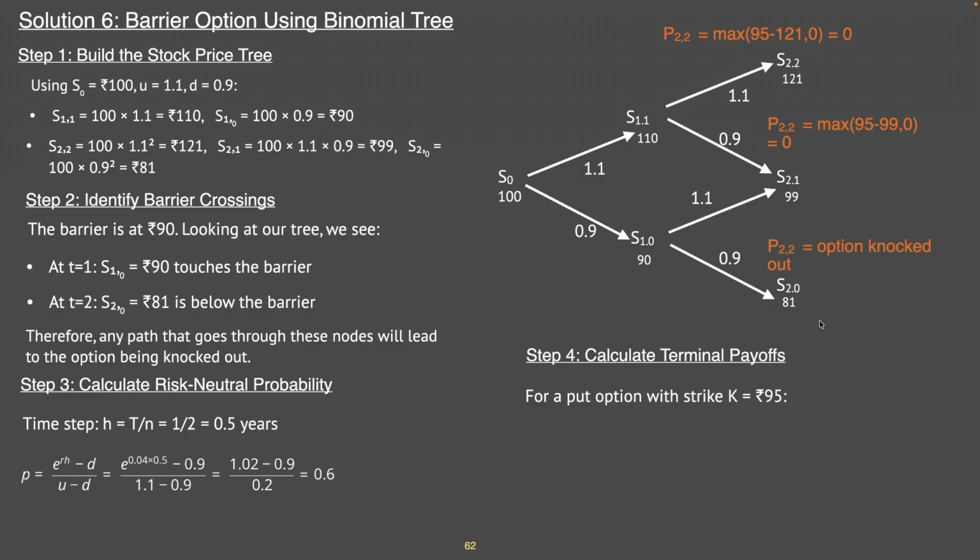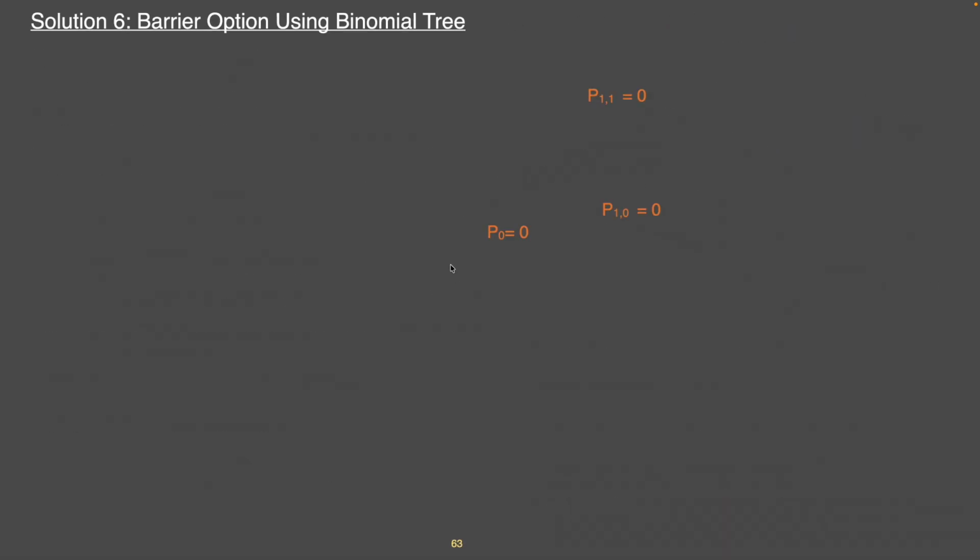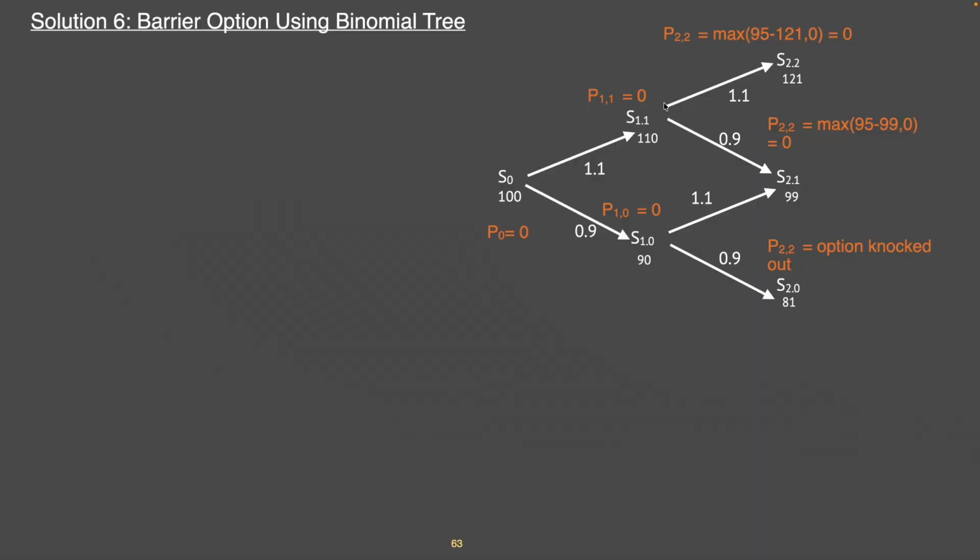But at this particular point, since the stock price of 81 is less than the barrier value of 90, this option gets knocked out here. Okay, so this is how we have calculated. Now let us see how things work out.